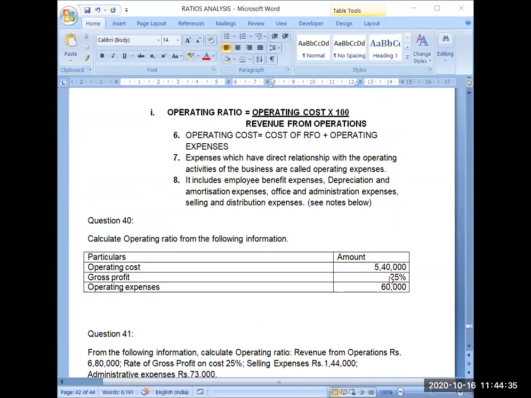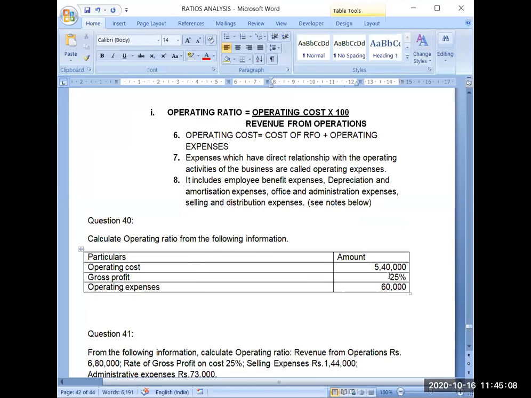In the morning I told that if you find somewhere percentage without mentioning whether it is on cost or it is on revenue from operation, then it will be treated as on revenue from operation. So now you can see that operating cost is given and gross profit is given as percentage of revenue from operation, which is not available in the question. That directly means that we have to assume revenue from operation as 100, only then we will be able to reach to revenue from operation.